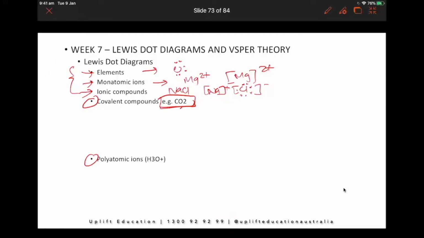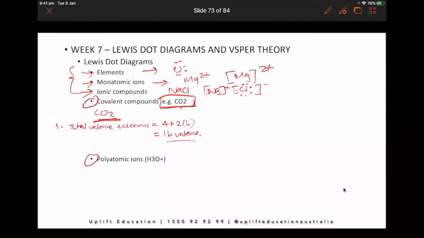So let's look at drawing the Lewis dot diagram for carbon dioxide, for example. So the first step to drawing a Lewis dot diagram is you always have to count the total number of valence electrons. So for example, if we're looking at carbon dioxide, carbon has 4 valence electrons, and then oxygen has 6 valence electrons. So we're looking at a total of 16 valence electrons.